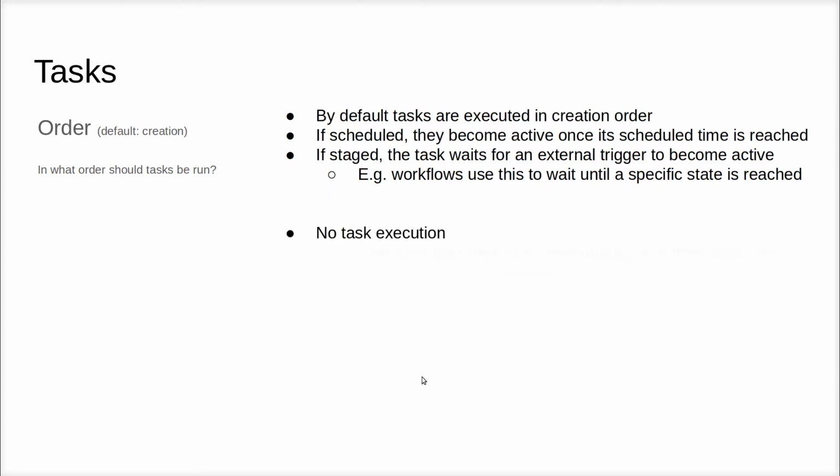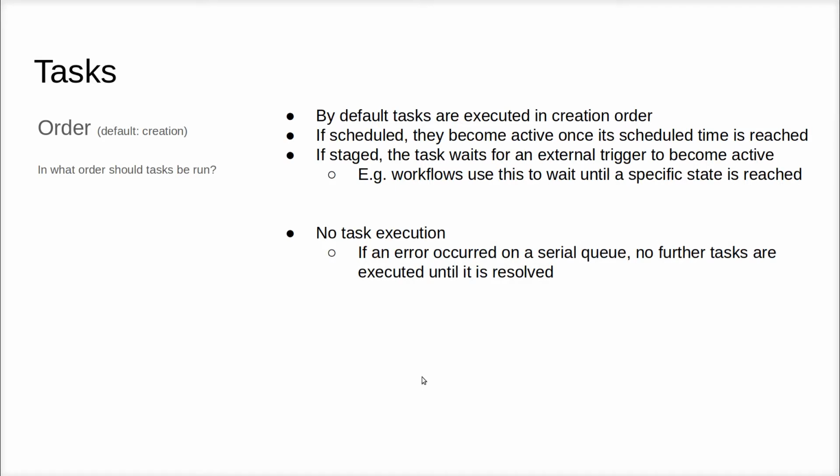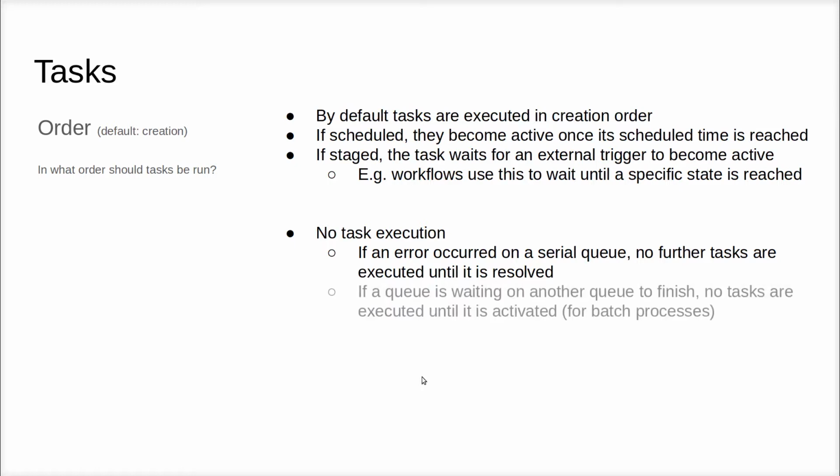There are some cases where no tasks are executed, on a queue at least, and that is if a queue is in error and it's a serial queue, no further tasks are executed until it is resolved. Resolving an error could be setting it to failed, which is a permanent state. Another reason could be that the queue is paused, and it could be paused because someone manually put a pause on it, but it could also be that a queue is waiting for another queue to finish. And this is interesting if you're doing batch calculations. So you could have a queue of tasks, and once they finish, they could activate in another queue and run the task there, which is interesting if you have batch processes that need to run in a certain order.